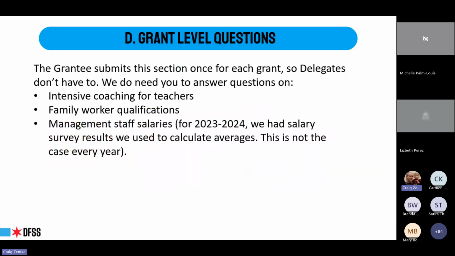So again, we have the grant level questions. Like I said, we're averaging salaries for management staff. We actually got to take a year off from bugging everyone about it because we did a salary survey last year, and so we were able to just get the average over that. We probably will have to follow up with some people to get information for this year. The other pieces that we need here, we need qualifications for family workers, so make sure those are documented on the all staff tab. And then there is a question every year that we're trying to find. We also ask this on the all staff tab, and I also try to get information from our vendors to see if we can get to some kind of agreement.